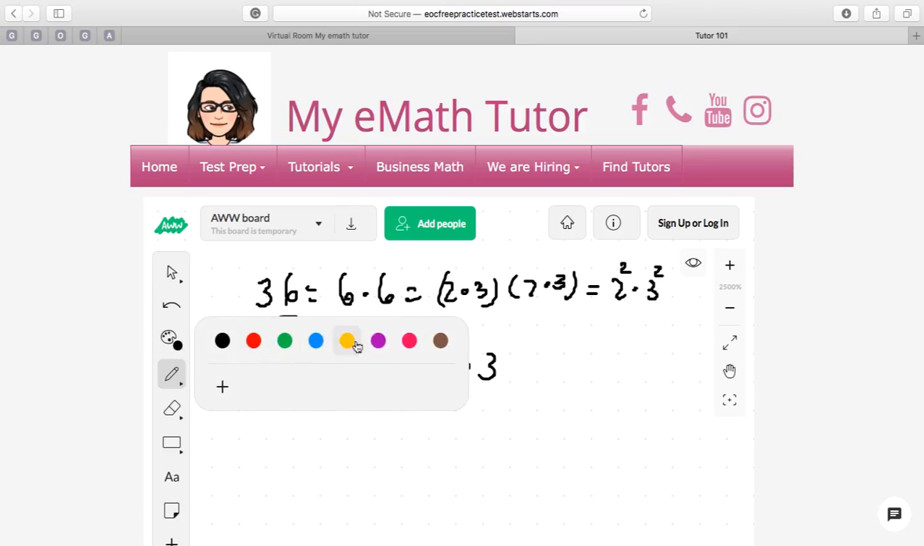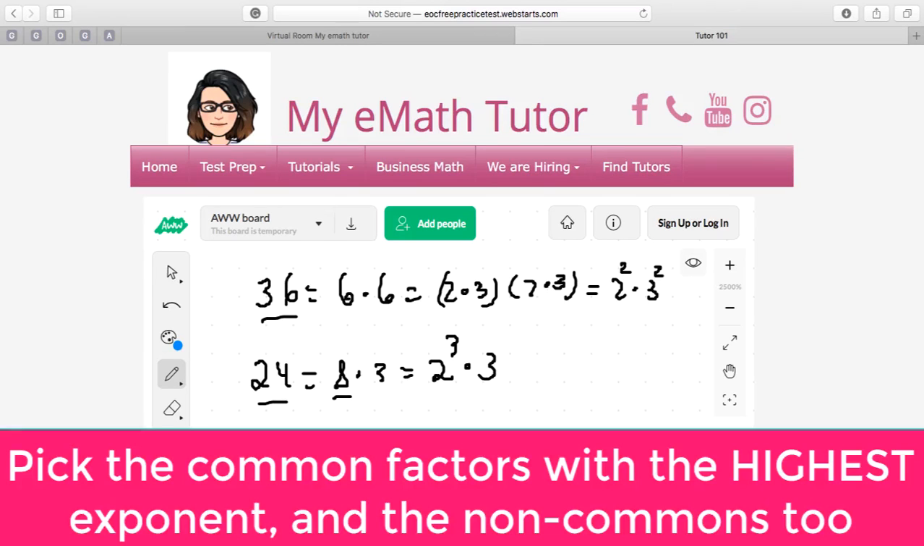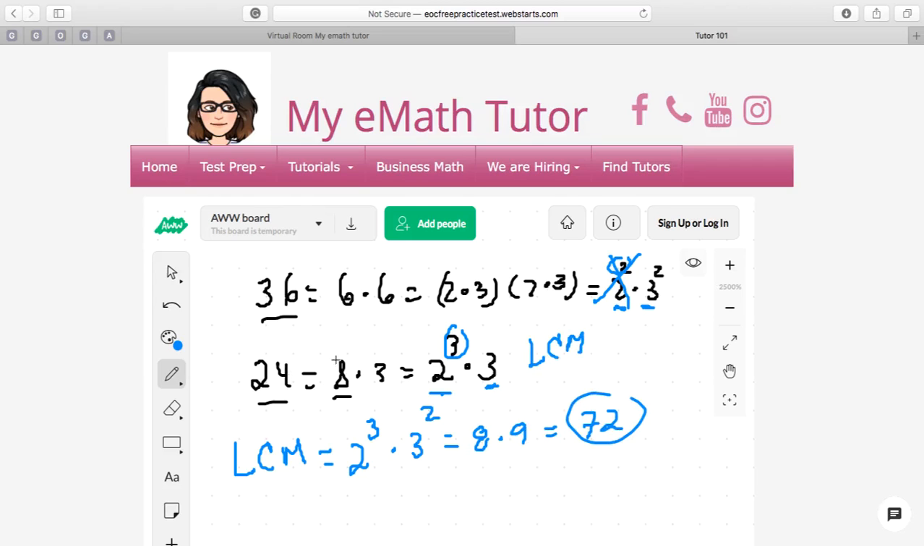Now, in order to find the least common multiple, you're going to pick the commons with the highest exponent and the non-common factors. So I see here that 2 and 3 are common factors, but remember, I want to pick the one with the highest degree. So between 2 cubed and 2 squared, I'm going to pick 2 cubed, and between 3 and 3 squared, I'm going to pick 3 squared. This is going to be 8 times 9, which gives you 72. The least common multiple between 36 and 24 is 72.